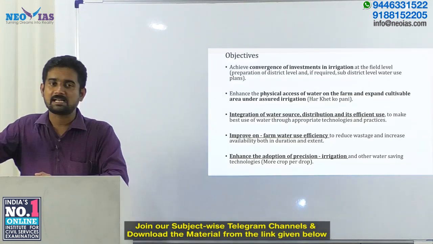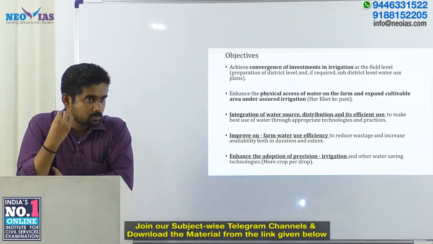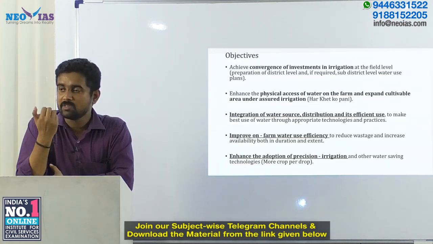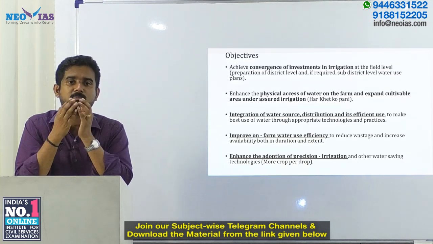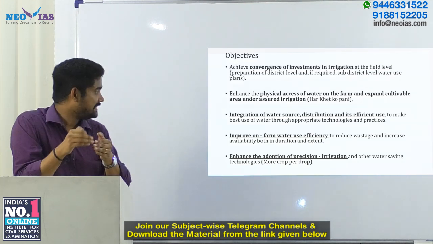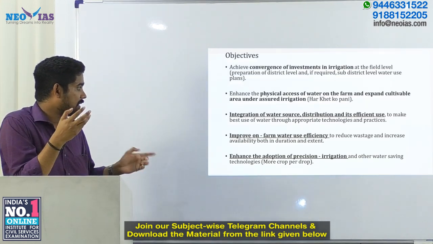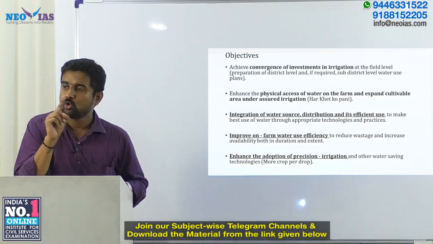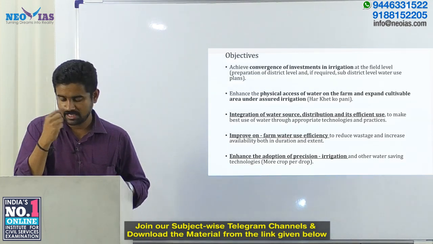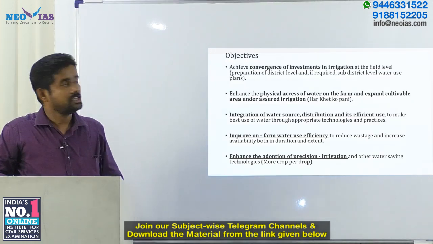So, once the water reaches a farmland, through methodologies like sprinklers, drip irrigation, etc., ensuring that the water usage efficiency is also tapped. Then, enhance the adoption of precision irrigation and other water saving technologies, focusing upon the idea of more crop per drop, is again the next objective of Pradhan Mantri Krishi Sinchayee Yojana.